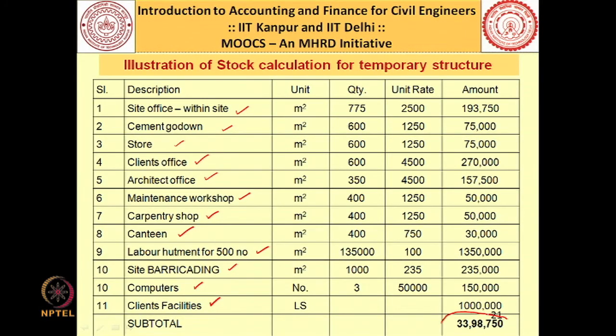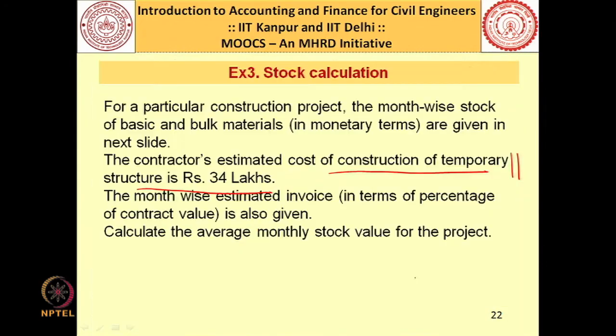So, this slide tells you how to calculate the cost pertaining to temporary structures, and I have got a figure of 33,98,000. This is what I am rounding off to 34 lakhs. Now, this value I am using in the next problem. So, I am saying that the contractor's estimated cost of construction of temporary structure is 34 lakhs.